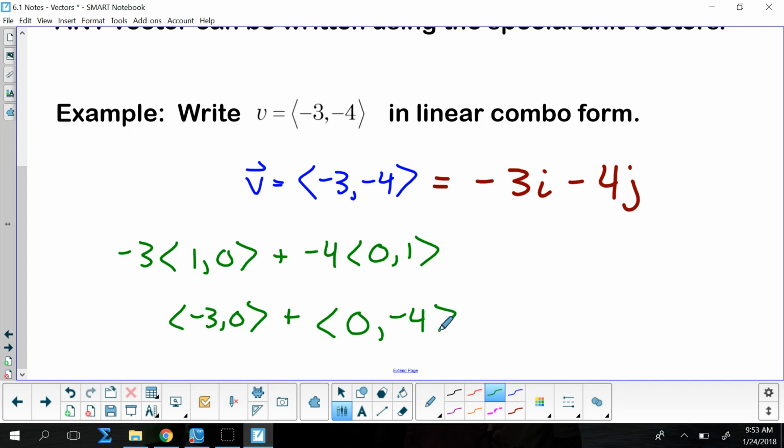I think that is a great stopping point for today. So we will pick up there tomorrow.